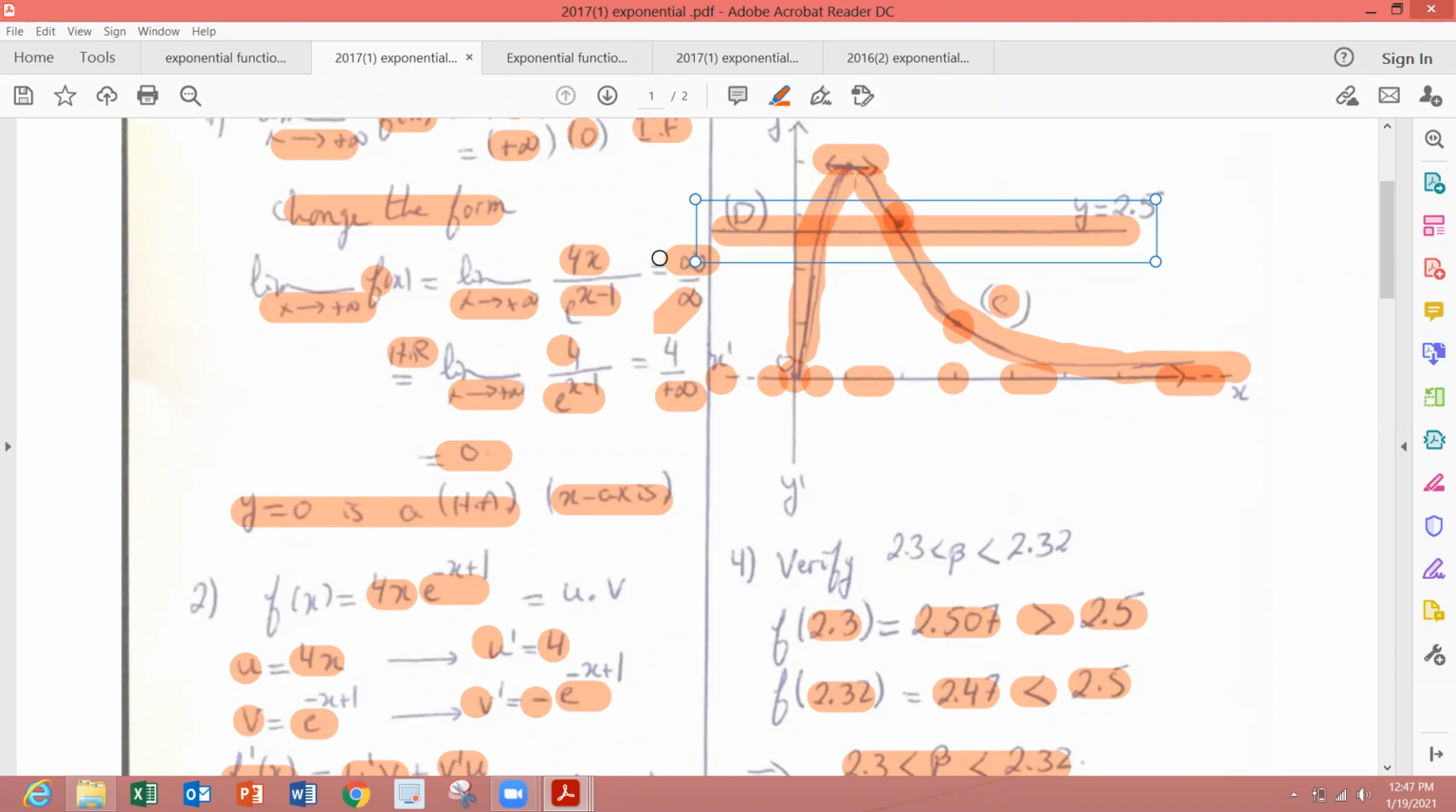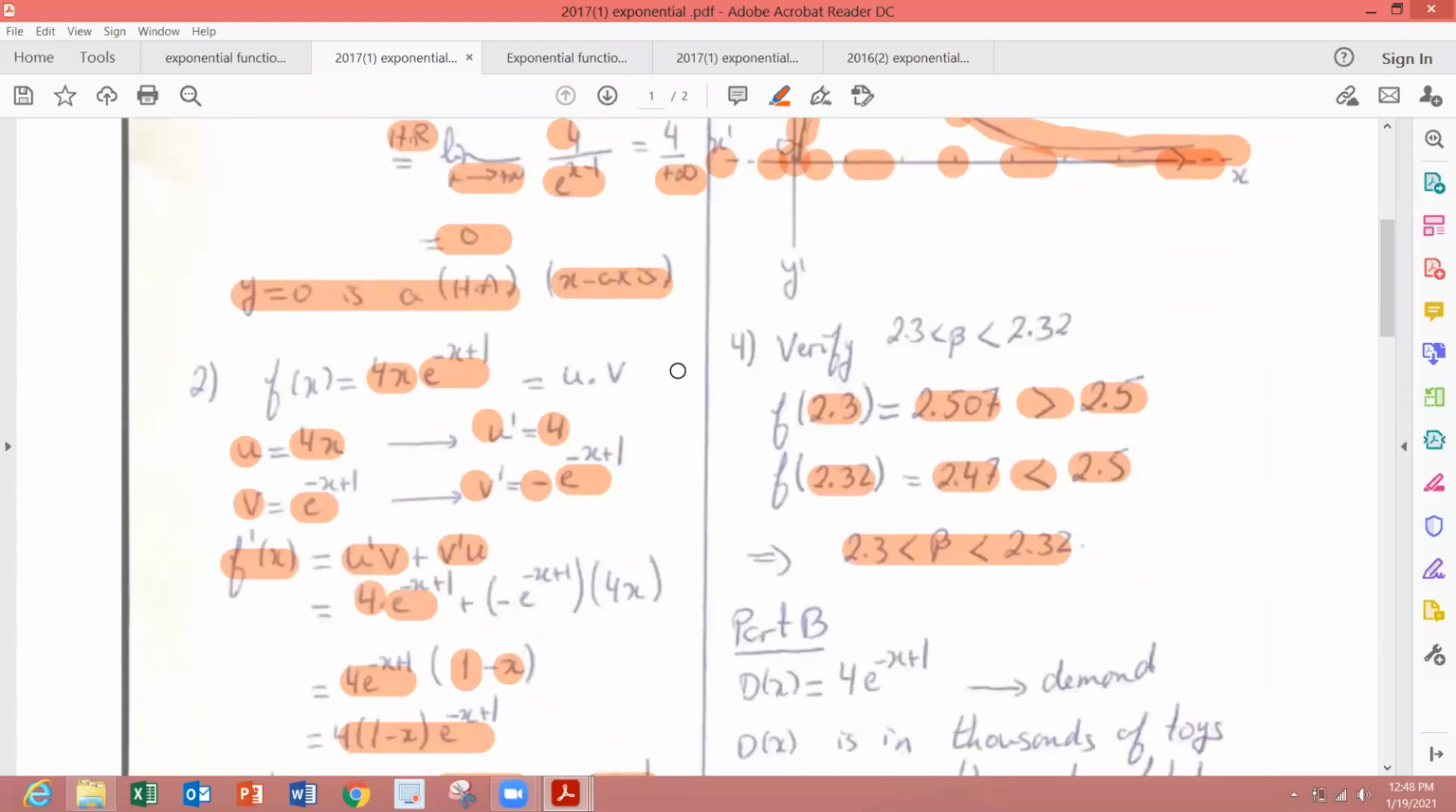Which part is above the line y equals 2.5? This part here. From what value to what value does x vary? From about 0.32 to about 2.3, from alpha to beta. We saw that the line y equals 2.5 cuts C in 2 points, one called alpha and one called beta. So the curve C is above the line when x is between alpha and beta.